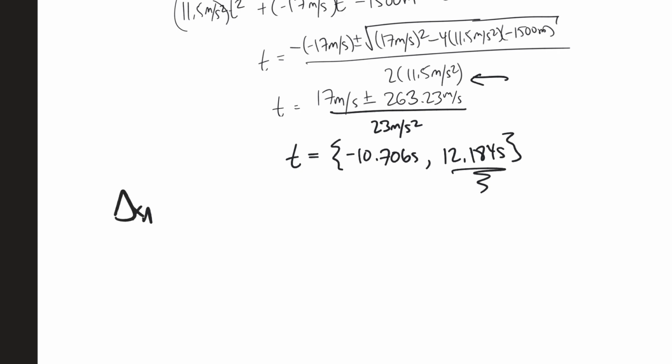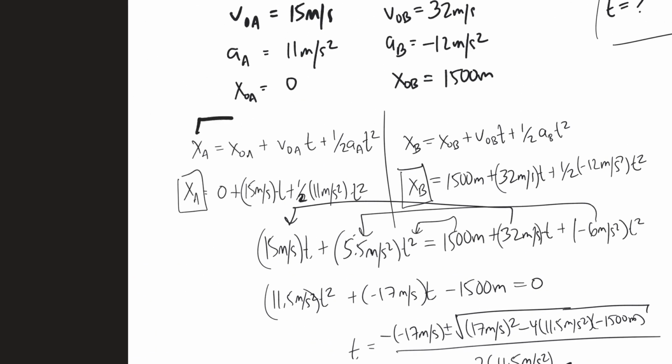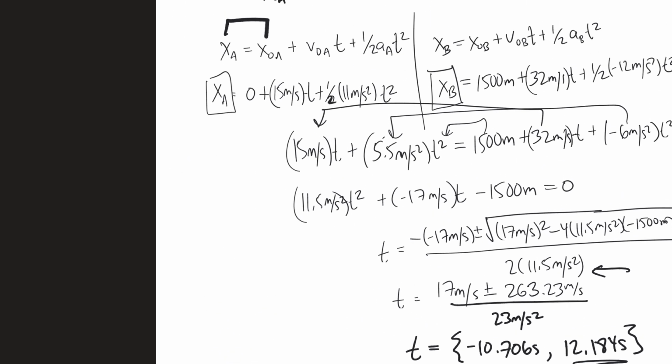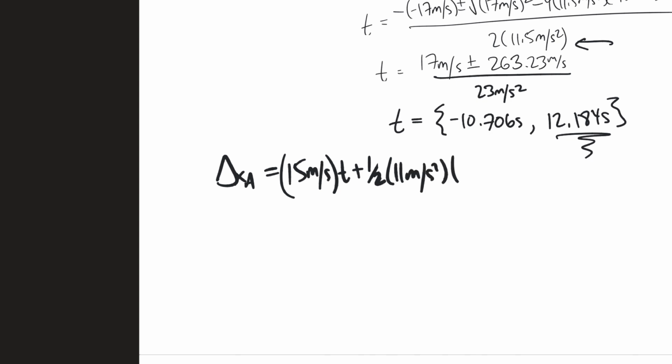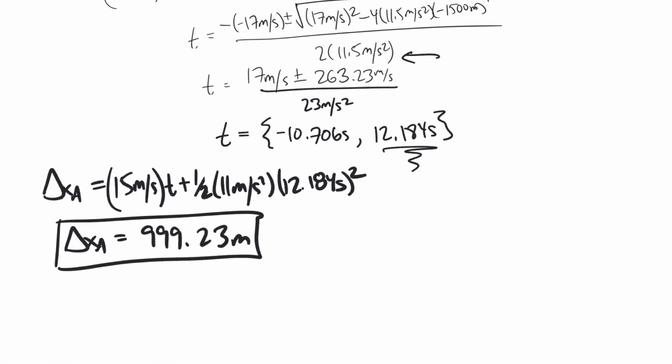Anyway, so delta XA equals, basically this is the exact same equation, except what I'm looking for now is delta X, so I'm combining those two into X minus X naught. So delta XA, and then the right-hand side of that is all of this. So we're going to get 15 meters per second times t plus 1/2 a. Oh, sorry, not a. Well, it could be a, but let's use the actual value. So 11 meters per second squared, and then we're going to plug in 12.184 seconds squared. Okay, so delta XA, if we plug that into our calculator, we'll get 999.23 meters.